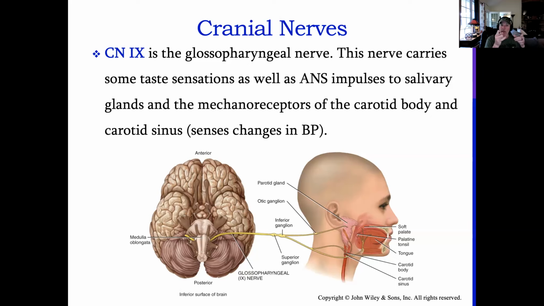Also, autonomic nervous system impulses to the salivary glands, like the parotid gland, the sublingual and submandibular glands, are going to be controlled by the glossopharyngeal nerve, and it does help to initiate swallowing as well.